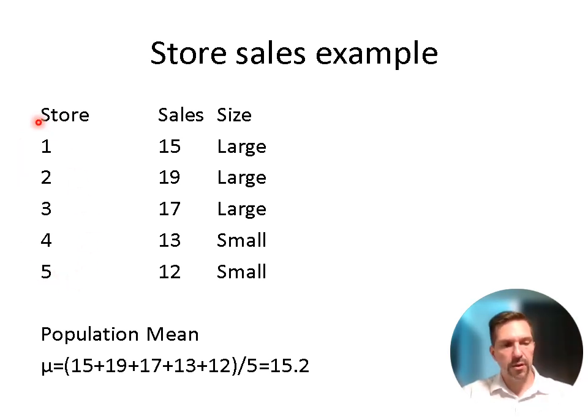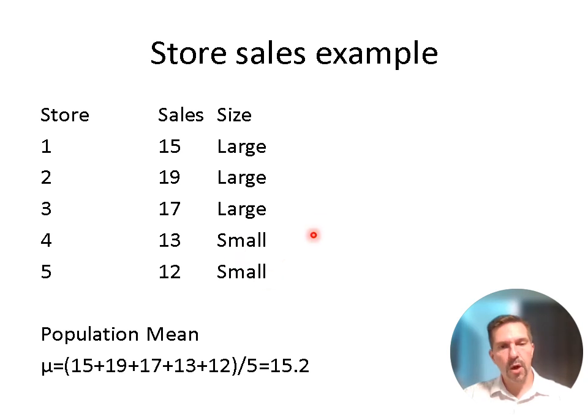Those are the 5 stores that we're interested in studying because maybe they are the ones we control, right? And as you can see, we have some data for the sales of each of the stores for, let's say, a given month. I assume these are in millions of dollars. So $15 million for store 1, $19 million for store 2. I think you get the drift.